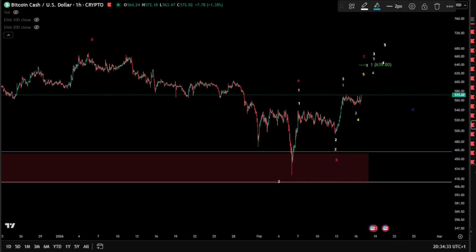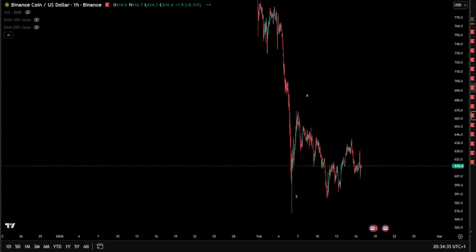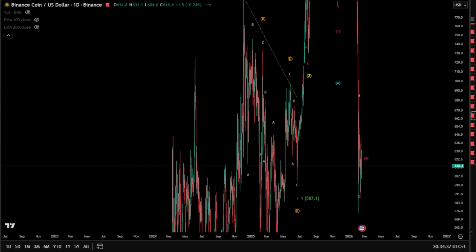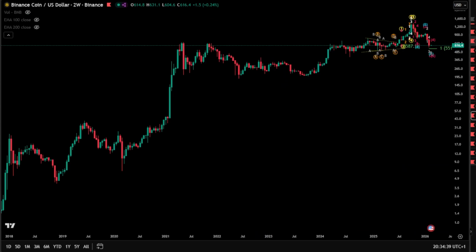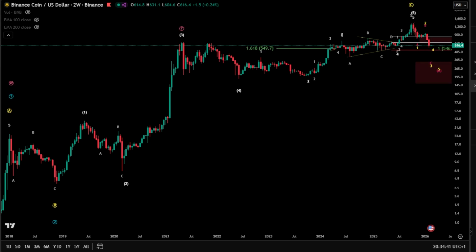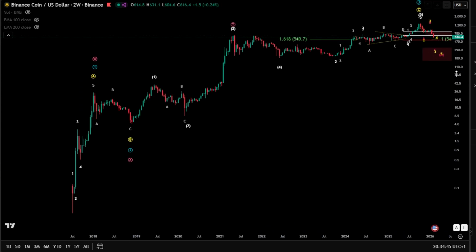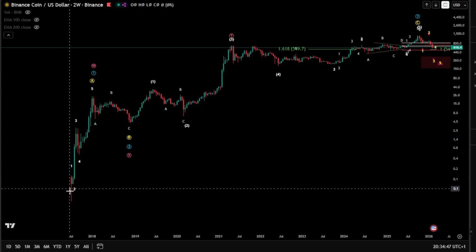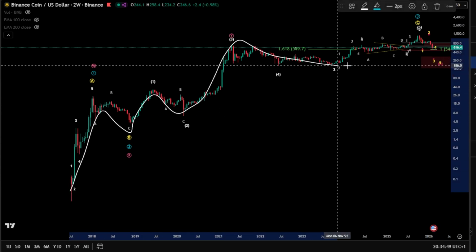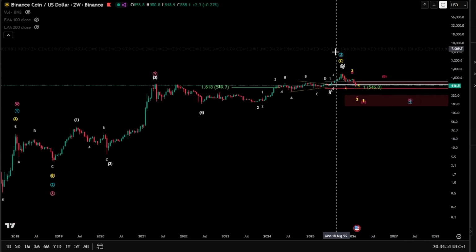Let's move to the next one, which is BNB. For Binance as well, if we take a look at the all-time history, well, for Binance also, it is already in a massive impulse here, finished already a wave 3, where we have a wave 1, 2, and then 1, 2, 3, 4, and a 5, finished wave 3.